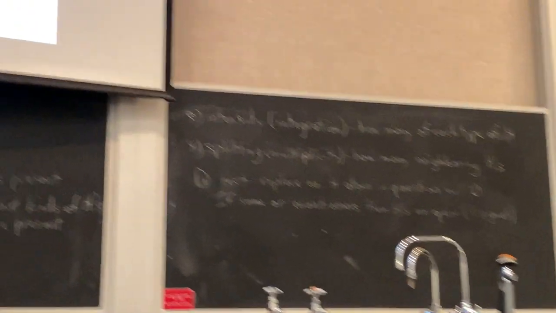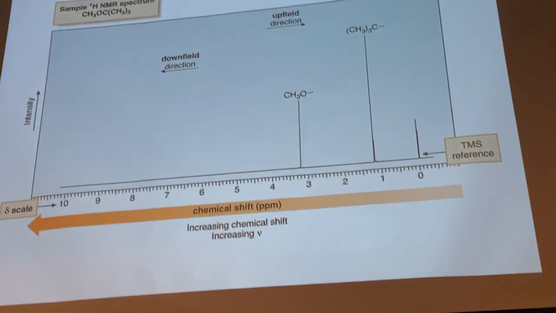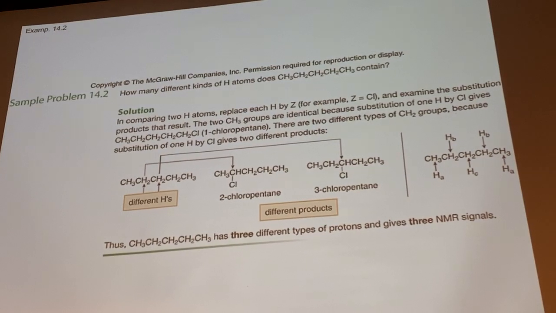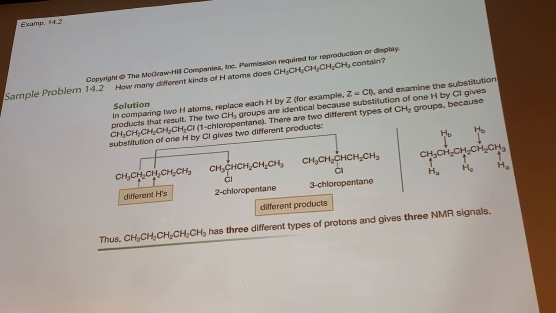So we have a sample problem from the book that goes through this process, looking at pentane, asking how many different types of hydrogens there are in pentane.